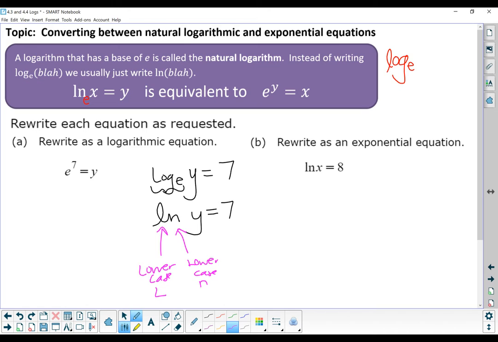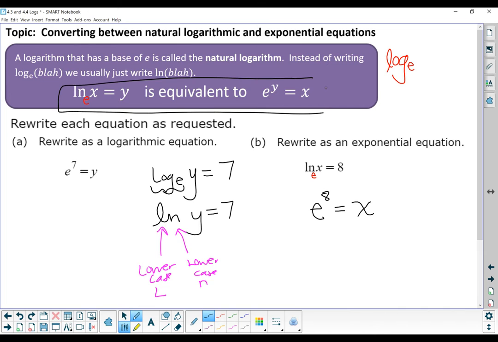ln, log natural. Okay, so this next one is natural log of x is equal to 8. So that's base e, because natural log is always base e. So in exponential form, this would be e to the 8th power equals x. And again, you can refer to the little conversion formula on your reference sheet to do these conversions. Just remember that natural log is base e.